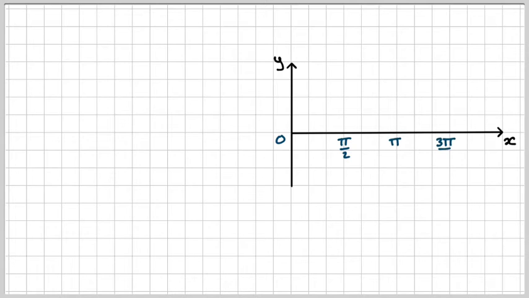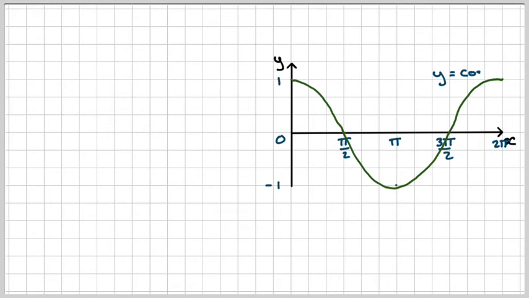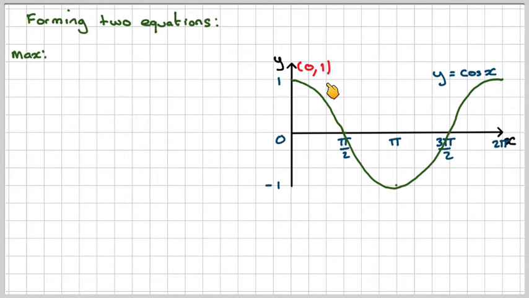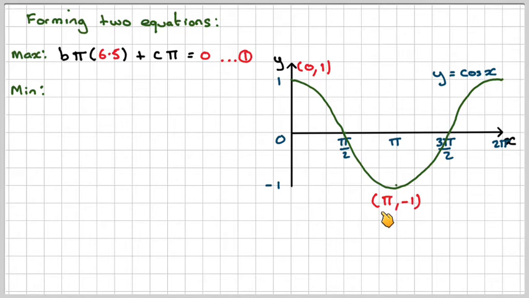If we look at the graph of the cosine measured in radians, it looks like that. You should know that graph. Okay, so for forming two equations, the maximum value happens at 0, 1. So the angle has to be 0. So we will put B pi 6.5 plus C pi equal to 0. And the minimum will happen when the angle is equal to pi. So B pi 18.9 plus C pi is equal to pi. So here we use 6.5 because that's when the high tide is, and this is when the low tide is.